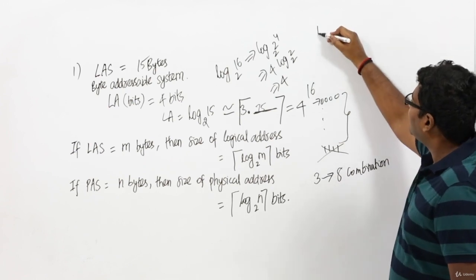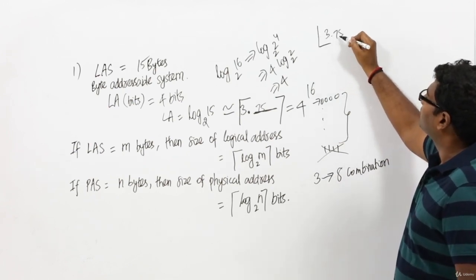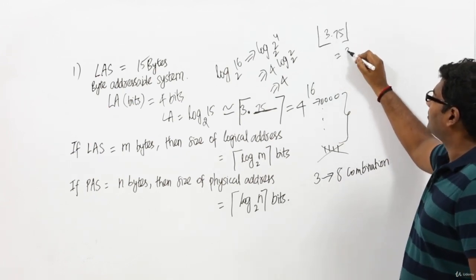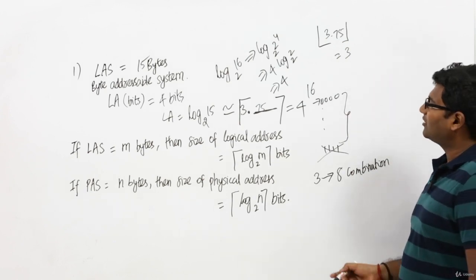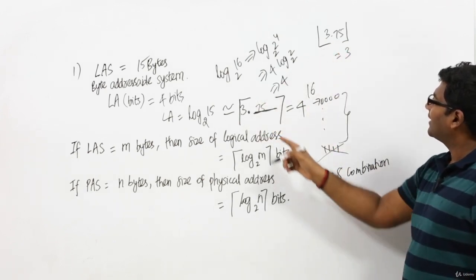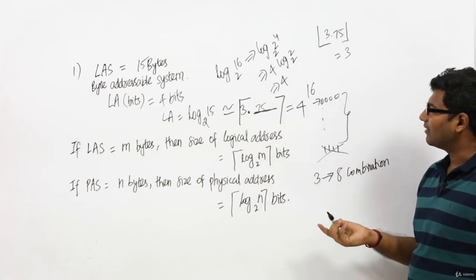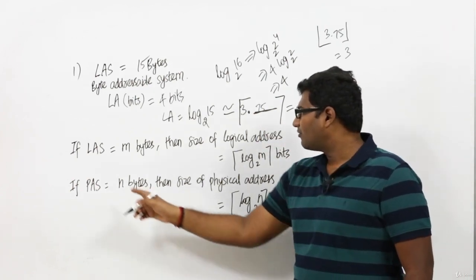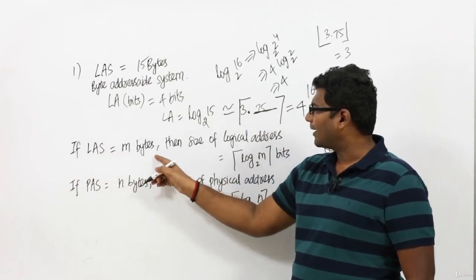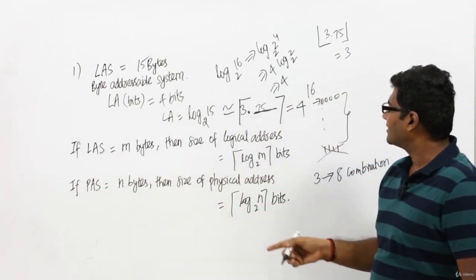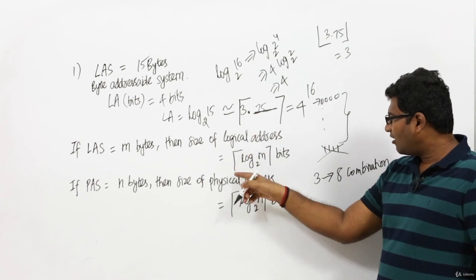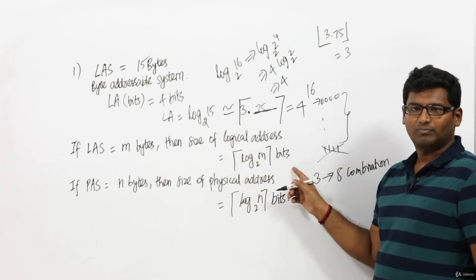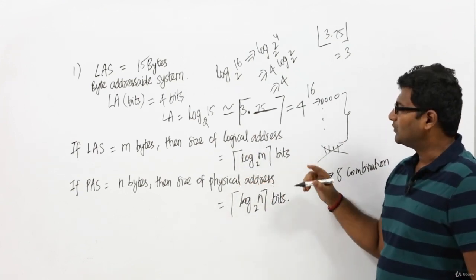Whereas in case I take floor of 3.75, what will happen? This is nothing but 3. That is the difference between ceiling and floor. If I take ceiling, 3.75 will become 4. That's the reason I'm saying that if logical address space is equal to m bytes, then the size of logical address will be equal to ceiling of log m base 2 bits. Ceiling of log m base 2 bits.